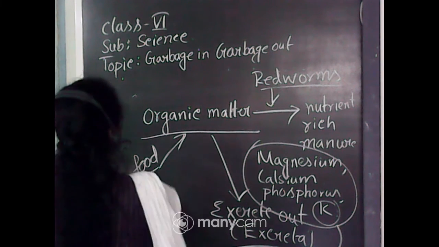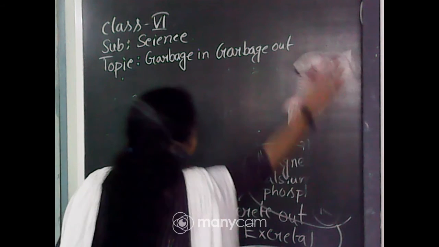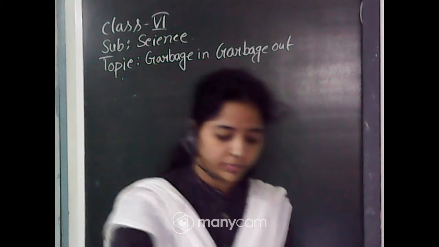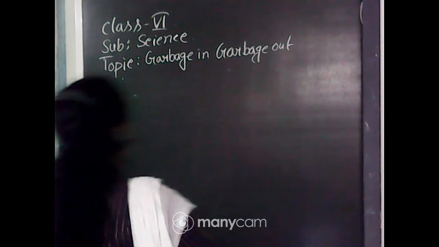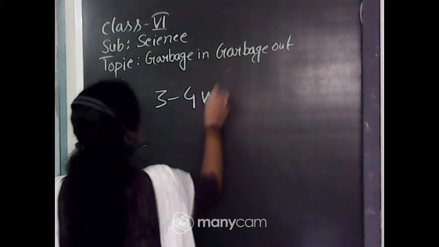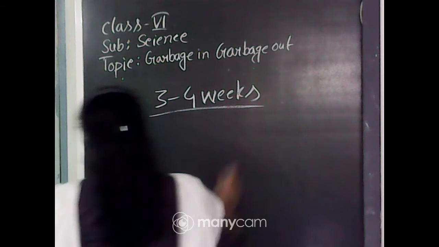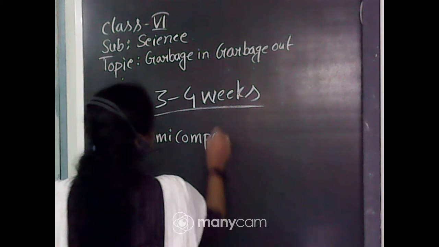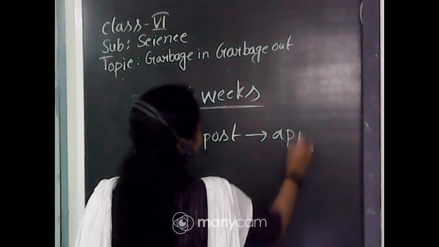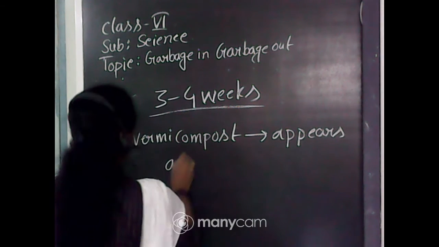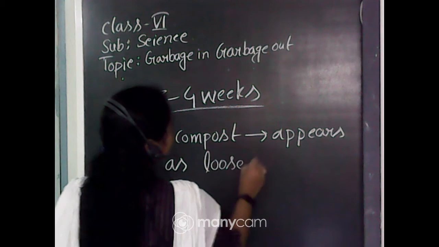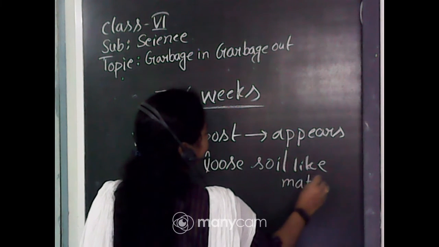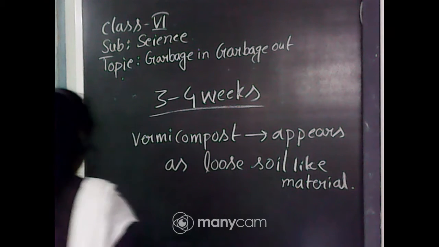I am rubbing this. So vermicomposting takes 3 to 4 weeks, and vermicompost appears as loose soil like material. Understood? Any point? Any problem here?